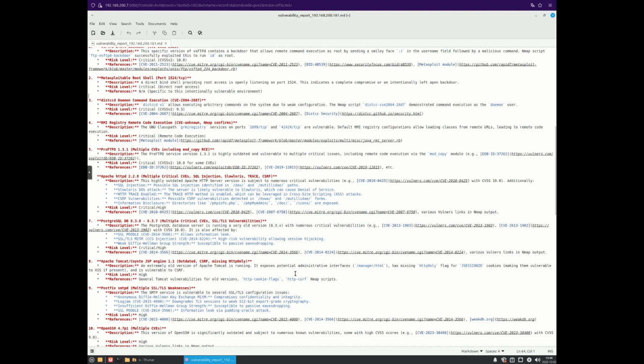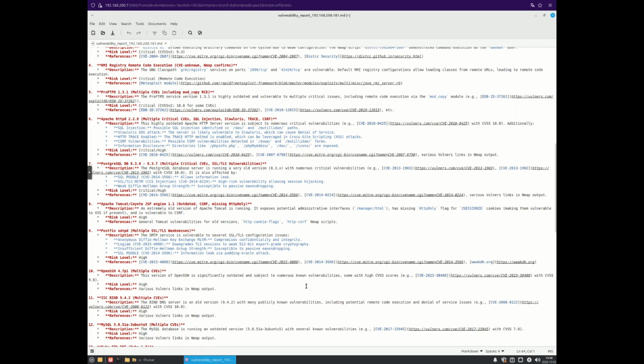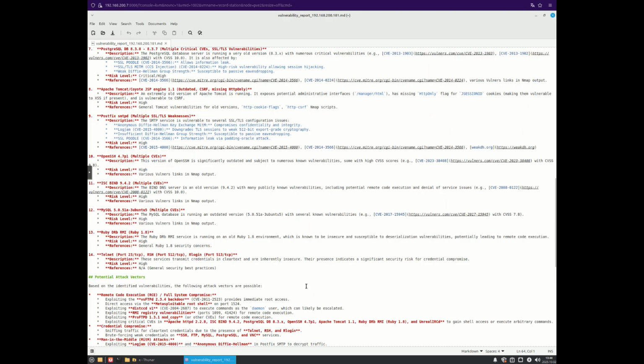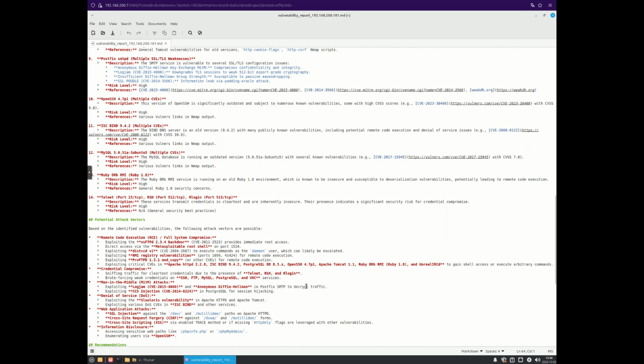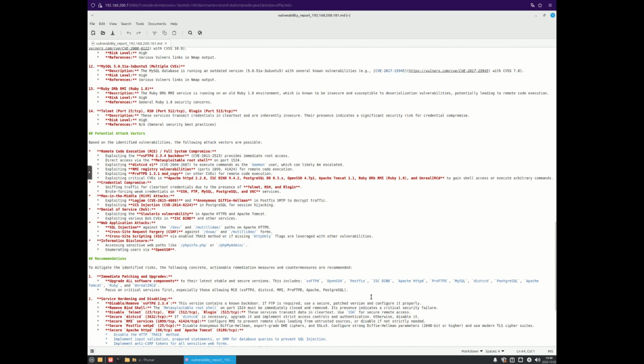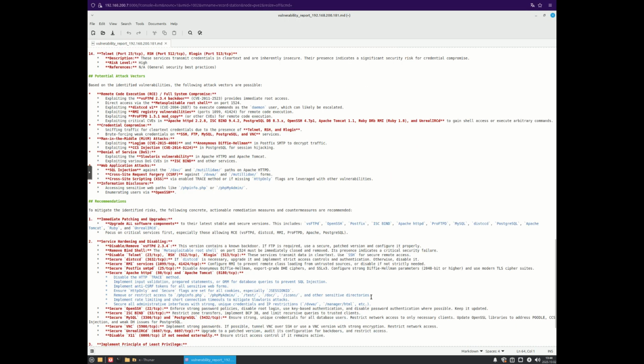Furthermore, significant SSL/TLS configuration weaknesses, POODLE, Logjam, weak DH ciphers, were identified, along with web application vulnerabilities like SQL injection, CSRF, and exposed sensitive directories. The overall security posture is extremely poor, allowing for easy compromise and full system control.